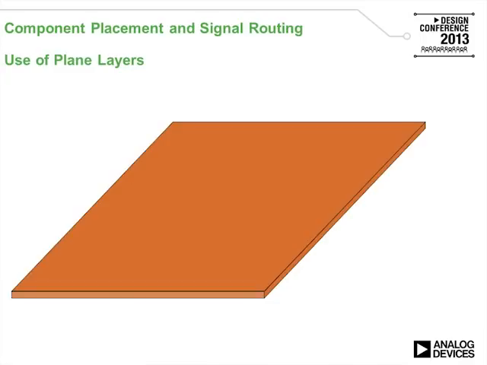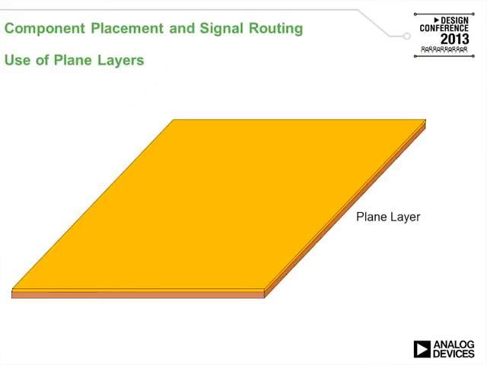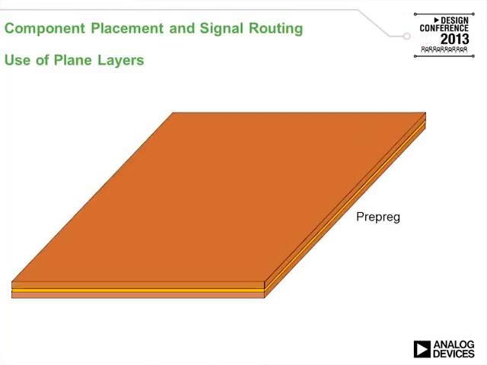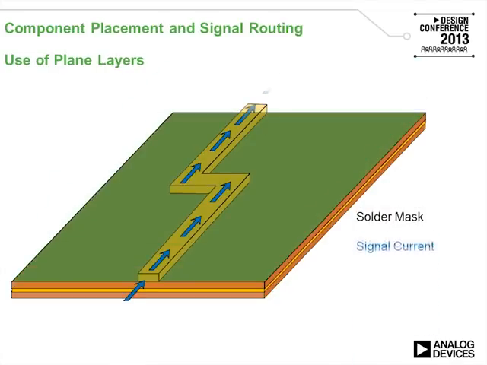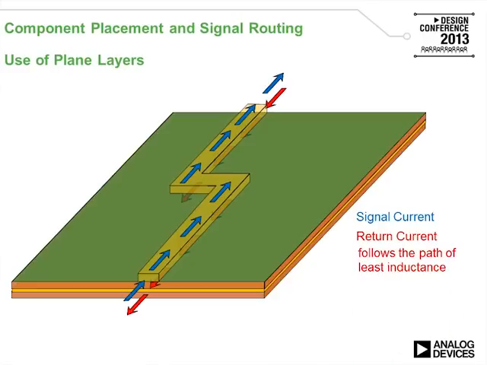First, we look at the plane layers. Here is a piece of laminate. Let's put a plane layer on top of this. Let's put another laminate or prepreg, if you like, and let's put a signal trace on it. And let's see what happens with the current flow. First, we'll put a solder mask. Here is the signal current going one direction. At one point, the signal current will have to return to where it started from. And what happens is the return current follows the path of least inductance. So the path of least inductance is if the return current is exactly underneath the signal current.